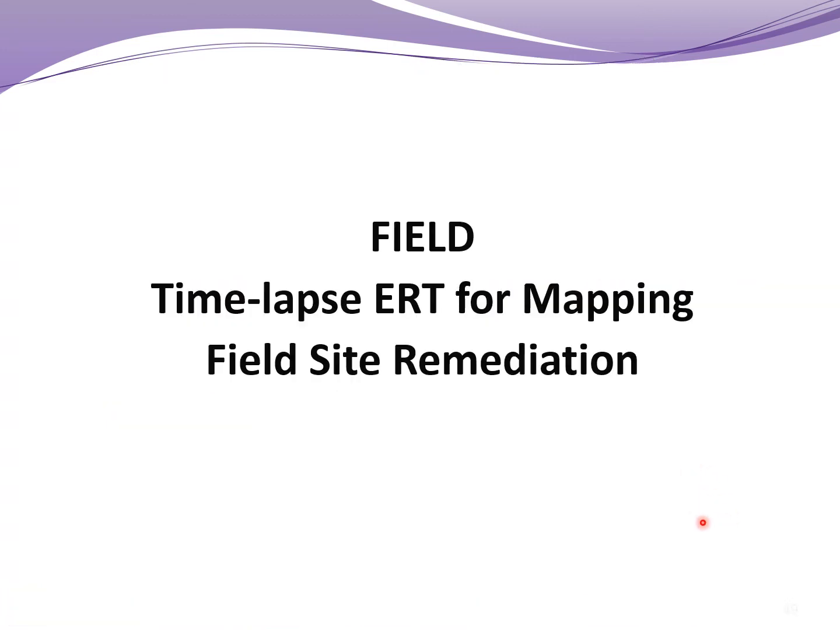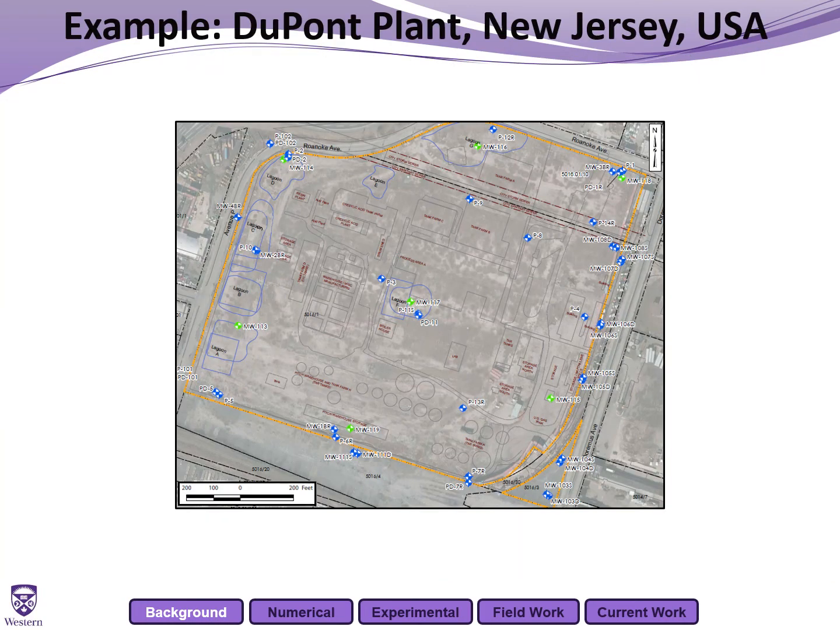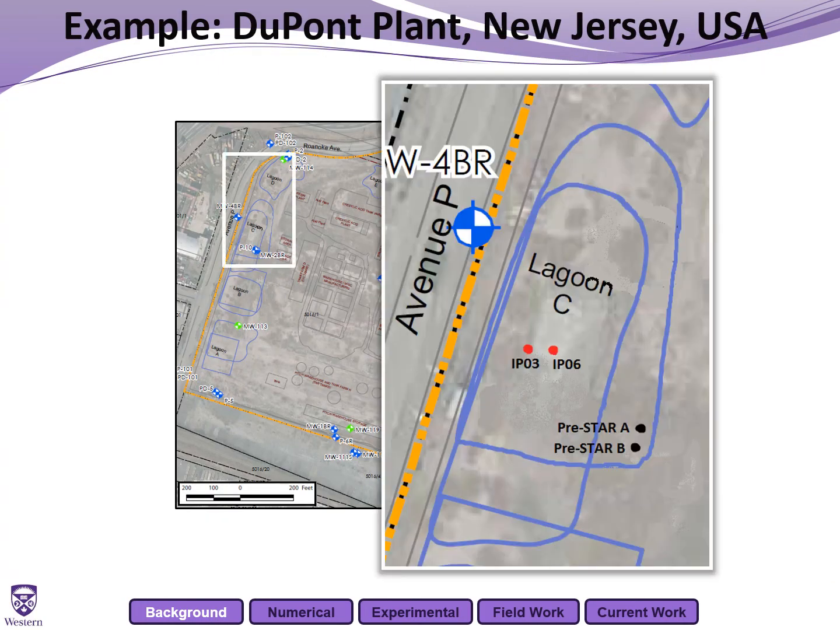And finishing up with the field study that we've done, which was at a field site in New Jersey, USA, undergoing remediation. It was a 37-acre former manufacturing facility that produced 20,000 tons of coal tar, and the lagoons that it had been placed in unfortunately leaked, and this resulted in the contamination of 200,000 cubic meters of soil. So this is just looking at a site map here and looking at lagoons C and D, which were the biggest problem on this site.